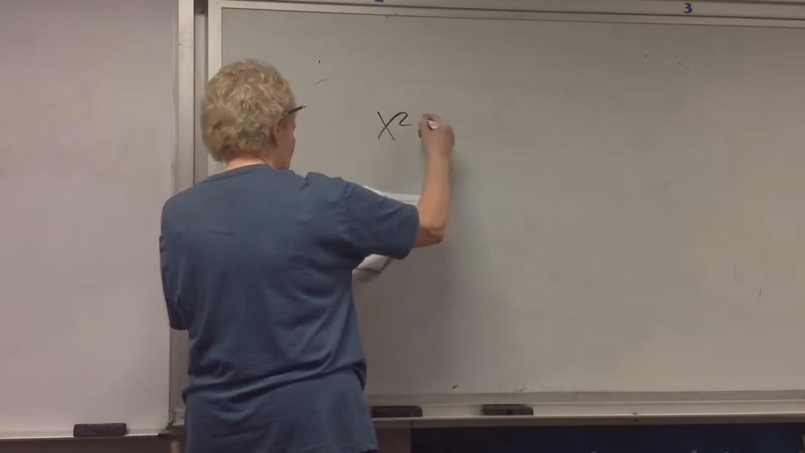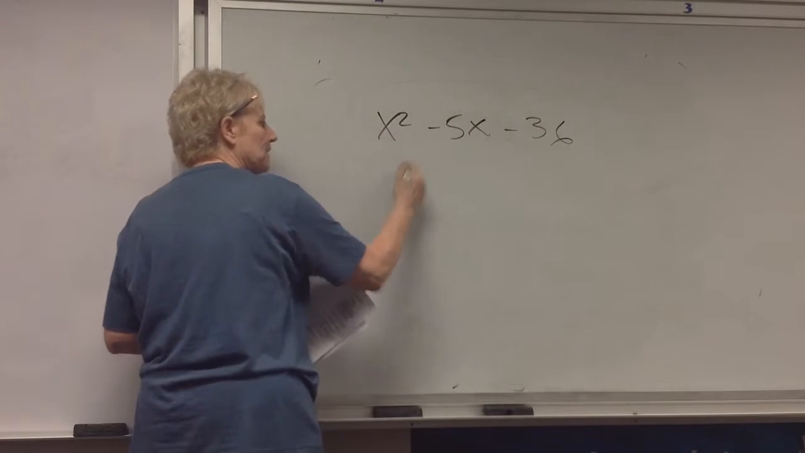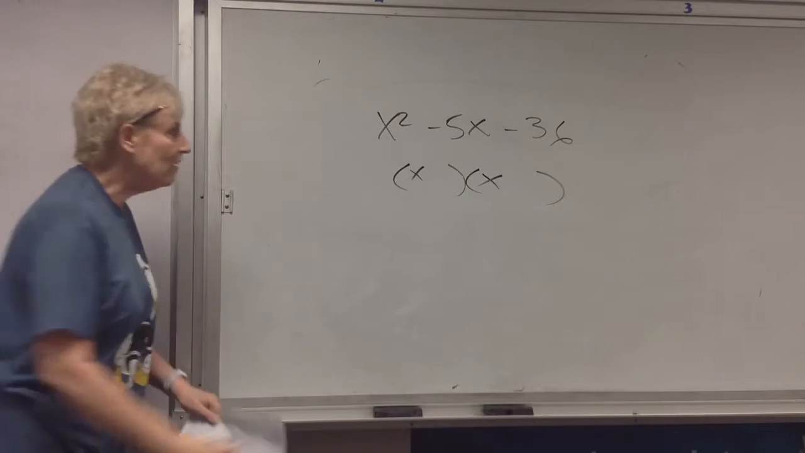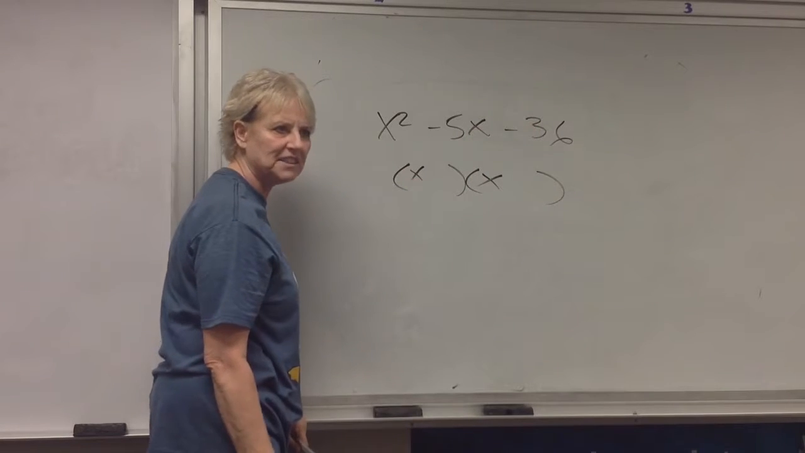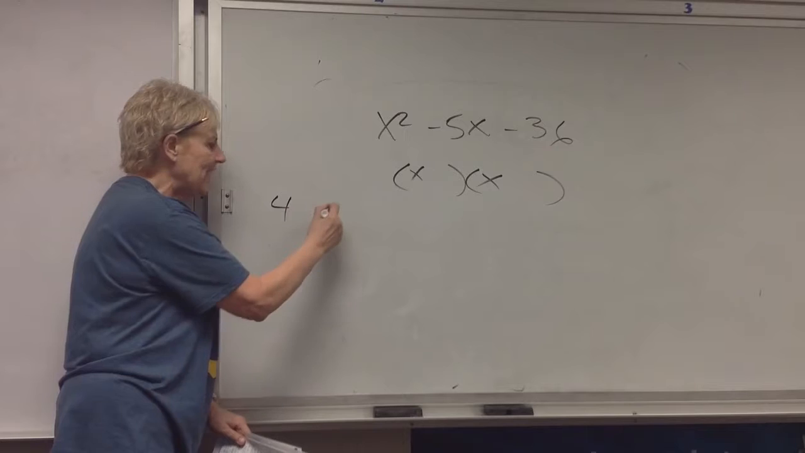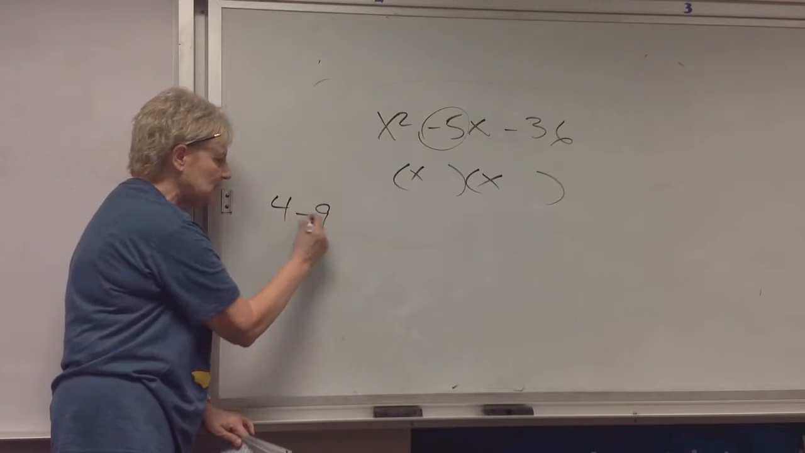Okay, x squared minus 5x minus 36. Nothing in front of x squared, automatic. Now, it can't be negative, negative, and it can't be positive, positive. It's got to be one of each. And it's 4 and 9. Now you look here and make sure you have the negative on the right spot.